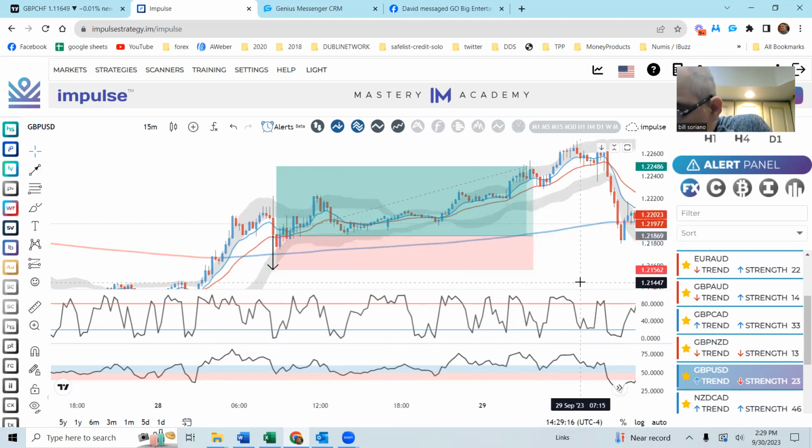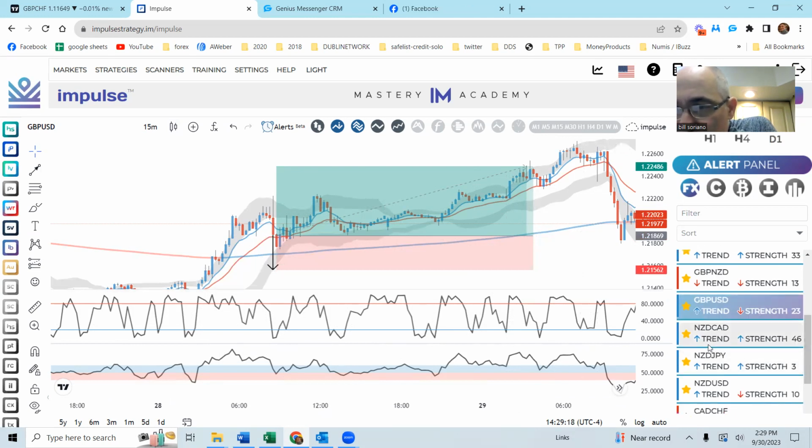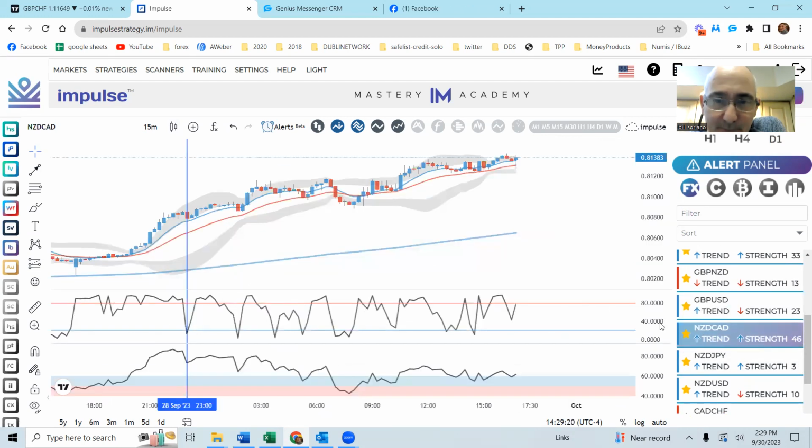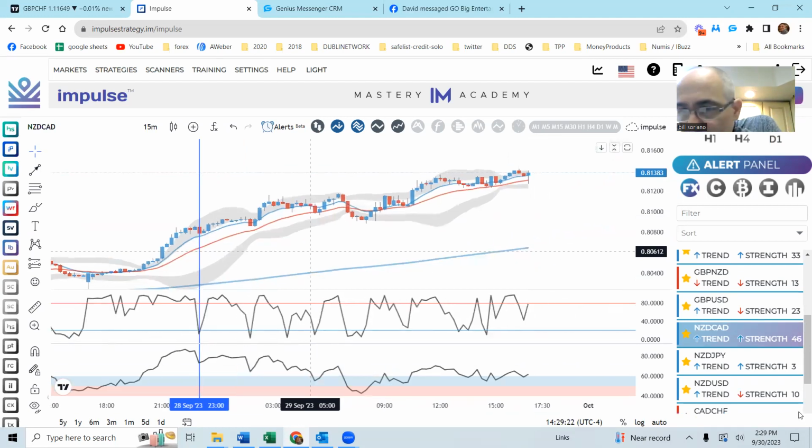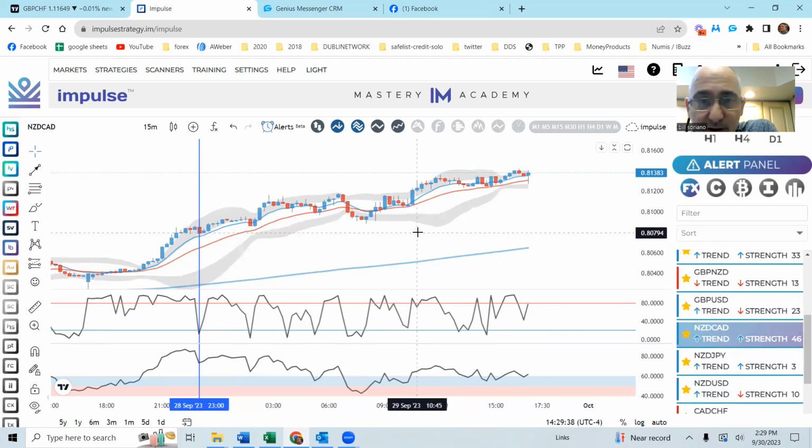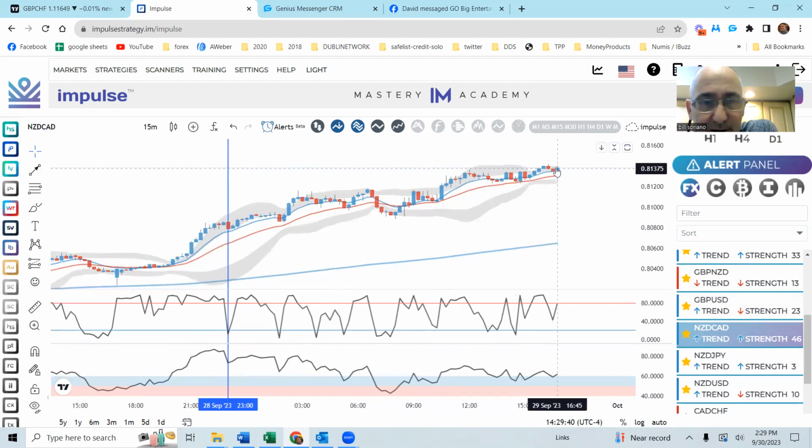So that's another one. Let's see if we can find, I think we have one more pair, NZD CAD. Currently, as you can see here, it's Saturday afternoon, market's closed. It's telling us over here in the alert panel that NZD CAD, the primary trend is bullish and the secondary trend is bullish as well. And the strength is 46, very high strength. And of course, that's when it closed right here.